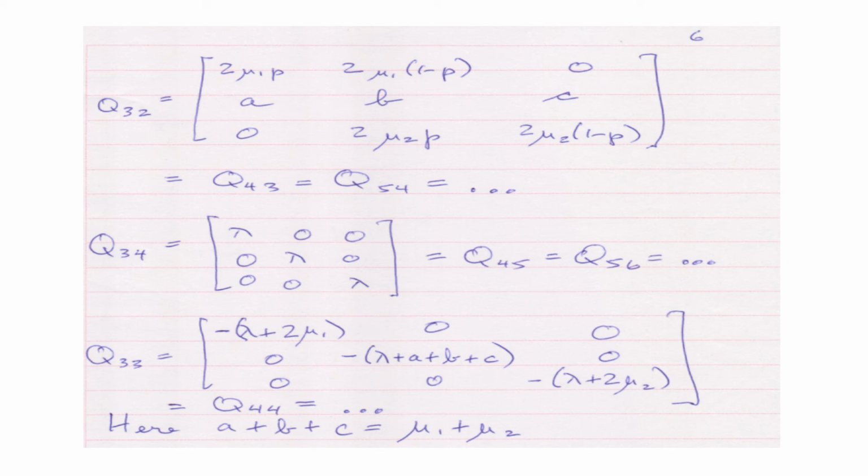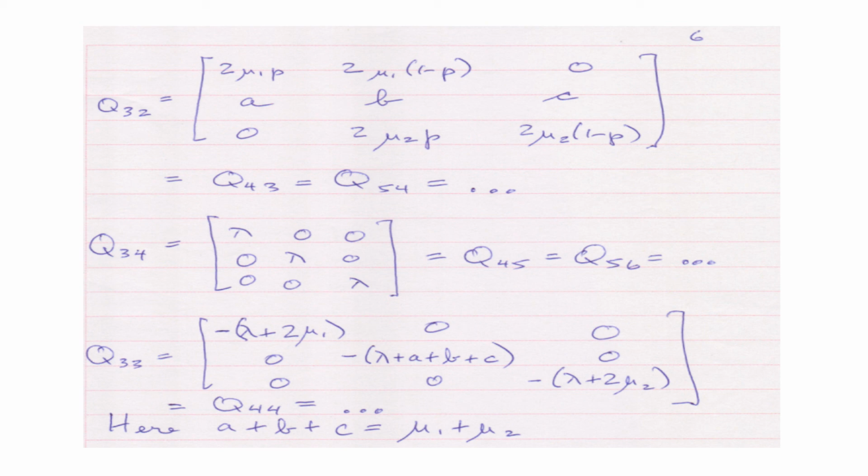So if you have a lambda here and a 2 mu1 p and a 2 mu1 times 1 minus p, you sum all those, you get this lambda plus 2 mu1. You put a minus sign in front of it, so the rows sum to 0, and you get your result for Q33, the diagonal entry. Similarly, we get the other two diagonal entries of Q33.